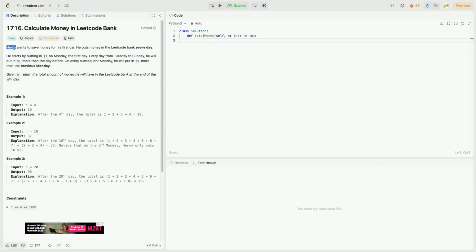So yeah, let's just dive into it. Percy wants to save money for his first car. He puts money in the Leetcode Bank every day. He starts by putting in $1 on Monday, the first day. Every day from Tuesday to Sunday, he will put in $1 more than the previous day. On subsequent Mondays, he'll put in $1 more than the previous Monday. Given n, return the total amount of money he will have in the Leetcode Bank after the end of the nth day.